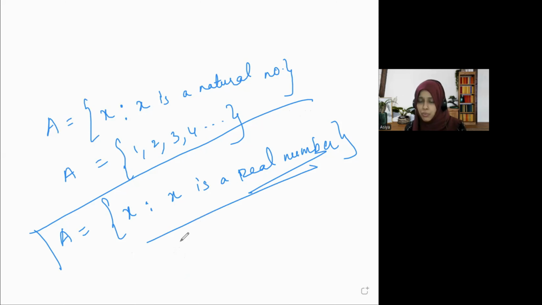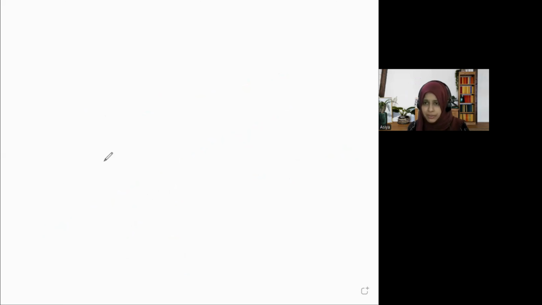So what did we learn? Few sets cannot be represented in roster form. Which sets am I talking about? I am talking about infinite sets. Now, I hope that is clear as to what are infinite sets and what are finite sets and how do we represent them in roster form and set builder form.